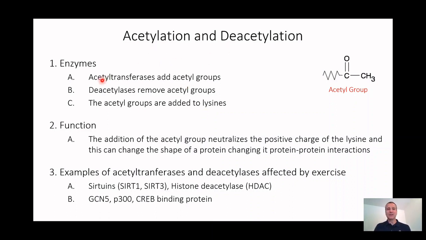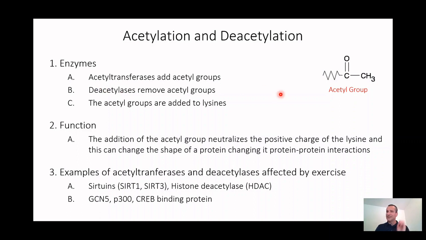The enzymes that do this are called acetyltransferases. They transfer acetyl groups, and they take the acetyl group off of acetyl-CoA, which we made through glycolysis or through beta oxidation. They take the acetyl group off of it and add it to a lysine amino acid. The enzyme that takes it off is just called a deacetylase. It removes the acetyl groups.